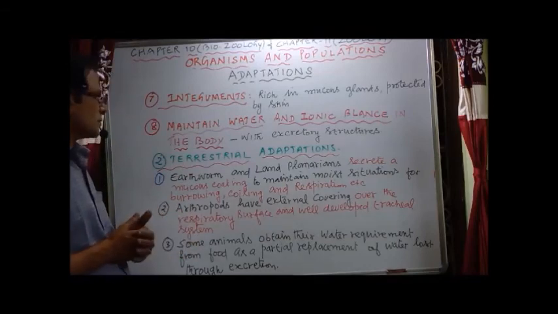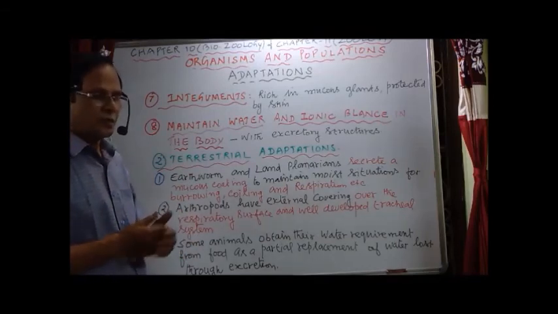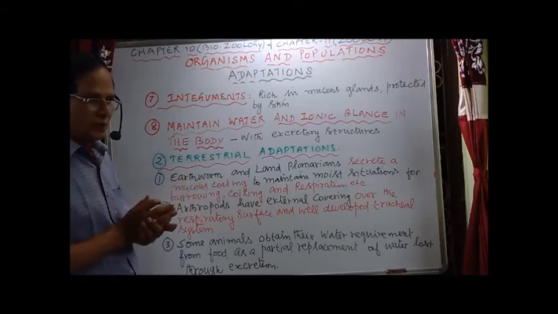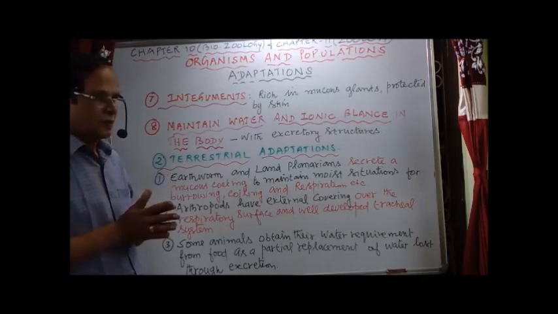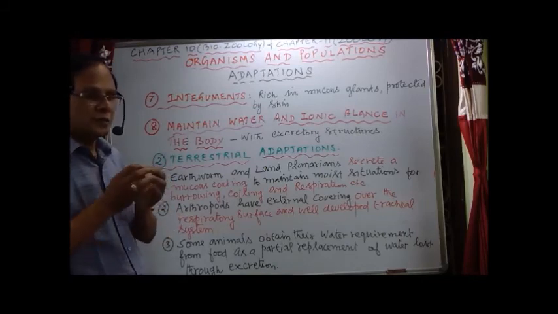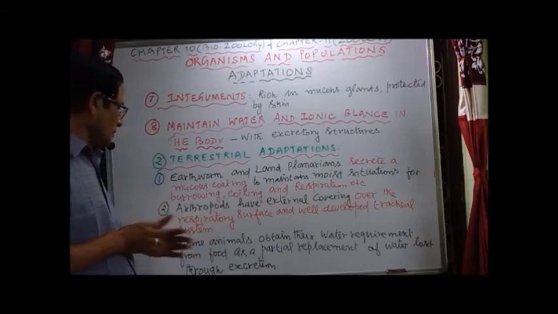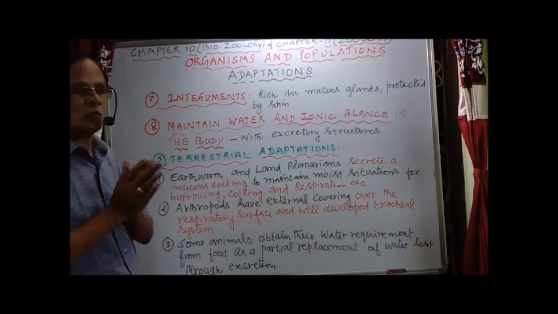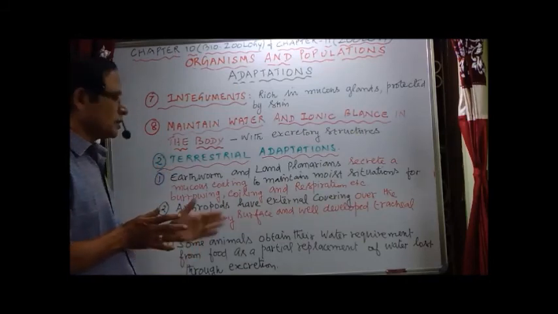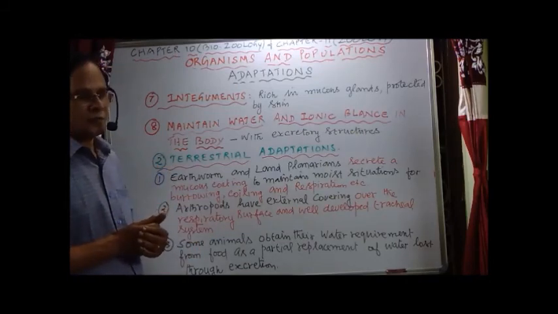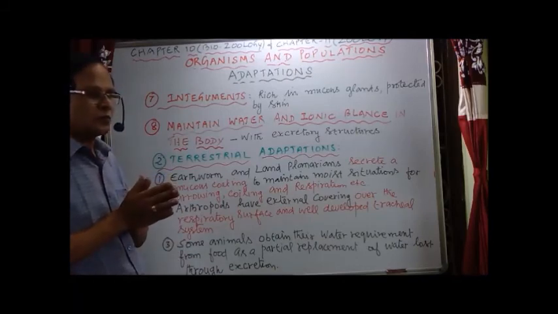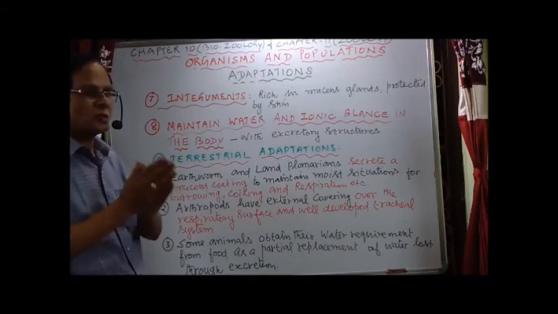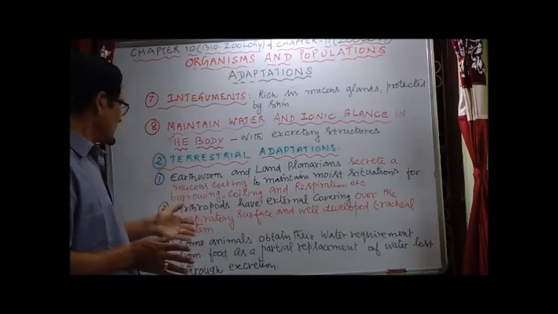And the third one: some animals obtain their water requirement from the food. As a partial replacement of water lost through excretory structures, 50% of the water lost is gained through the food. So water being lost through the nephrons is partly maintained, just 50% of the water loss being replaced by the water gained from the food. That's about the 3 adaptations.